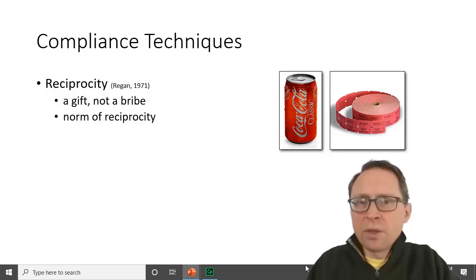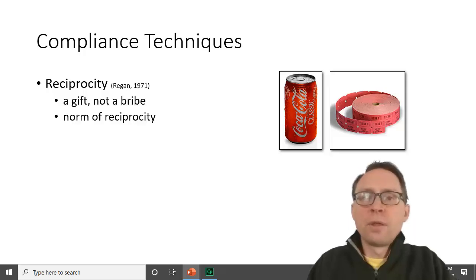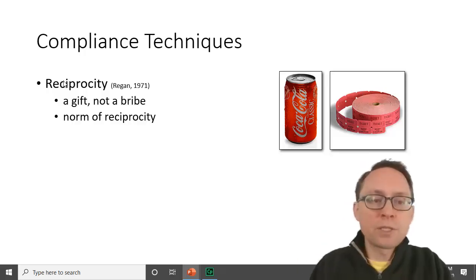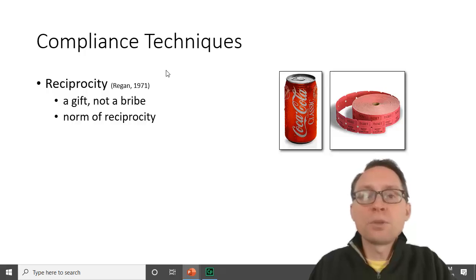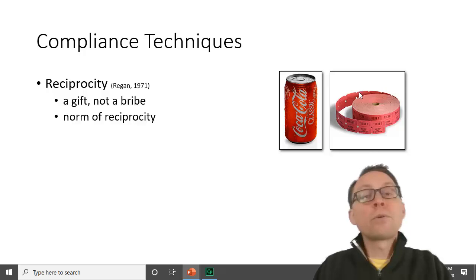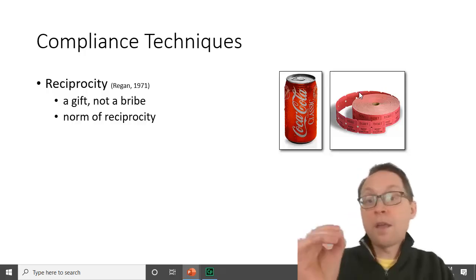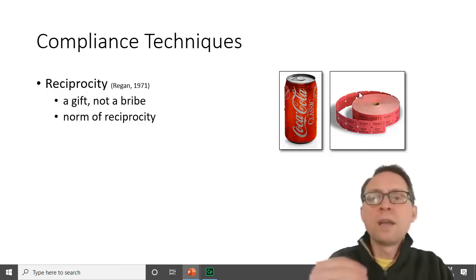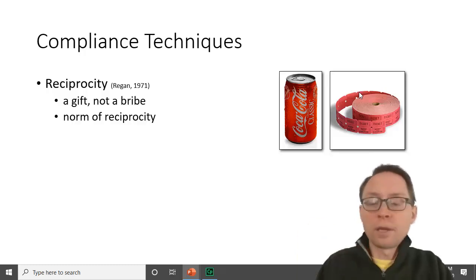And what they found was that if the participant was given a soda by the confederate, then the participant was much more likely to buy a raffle ticket from the confederate later on. This is reciprocity. You did something nice for me, you gave me a soda. I'm going to do something nice for you. I'm going to buy the raffle ticket, even though the raffle ticket is much more expensive. It's not, hey, if I give you this soda, will you buy a raffle ticket? Instead, I do something nice for you, you do something nice for me.